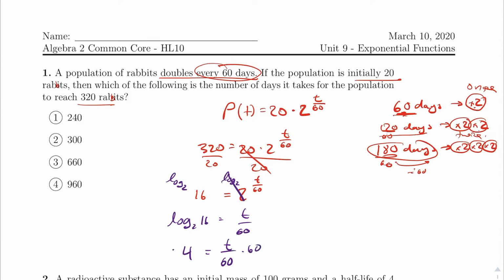We multiply by 60 on both sides, and we get t is equal to 240.